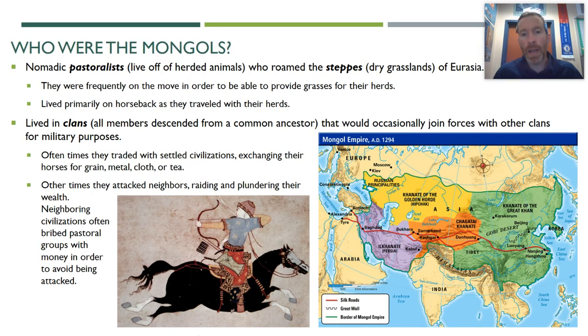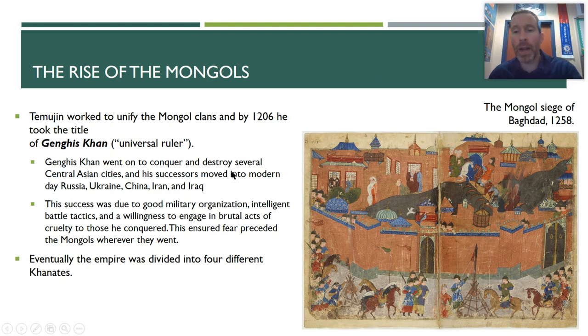And you can see on this map, one slide back, how massive it gets. I mean, we're talking all the way out to modern day Iraq, to China, into Korea, into Russia. It's a huge territory. So big that after Genghis Khan's death, it's going to get divided into 4 different khanates.